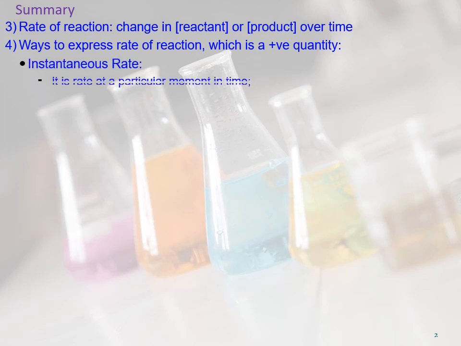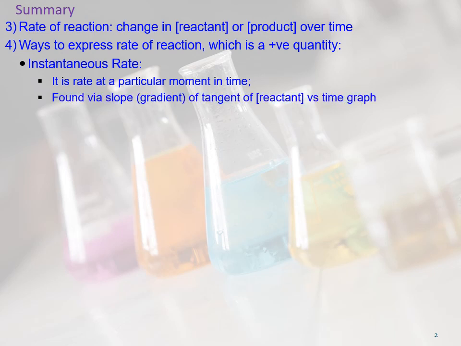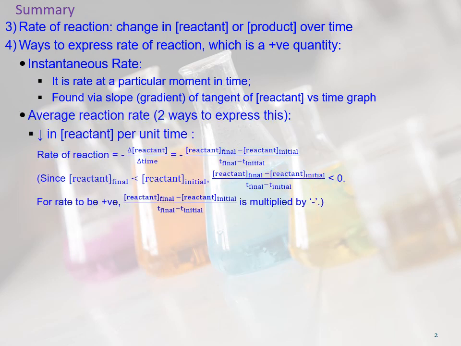Instantaneous rate is the rate at a particular moment in time. It is found via the slope or gradient of the tangent of the reactant concentration against time graph. Average reaction rate. There are two ways to express this. A decrease in reactant concentration per unit time. Rate of reaction is equal to the negative of change of reactant concentration over change in time, which is equal to the negative of final reactant concentration minus initial reactant concentration divided by final time minus initial time.